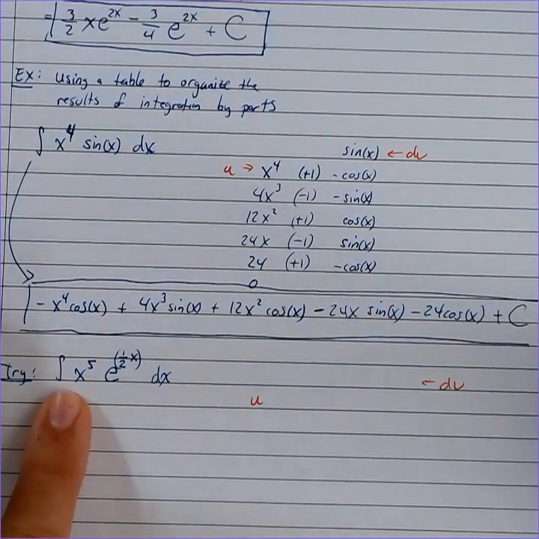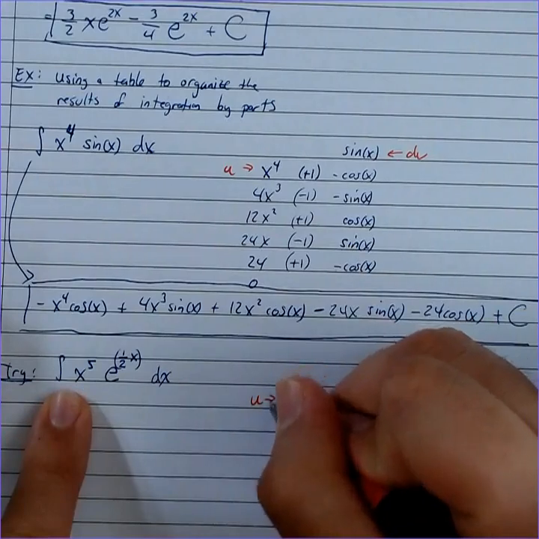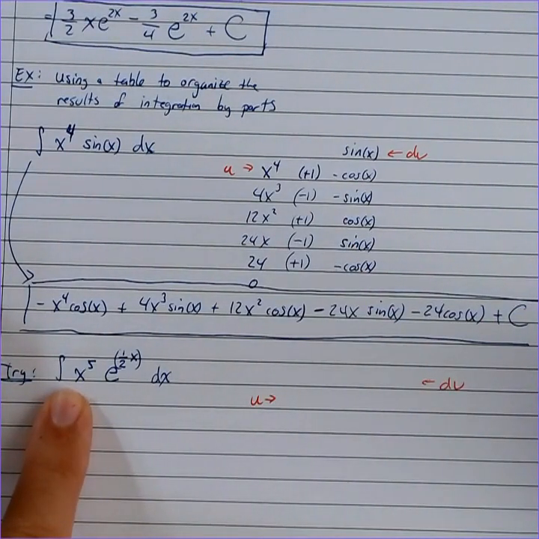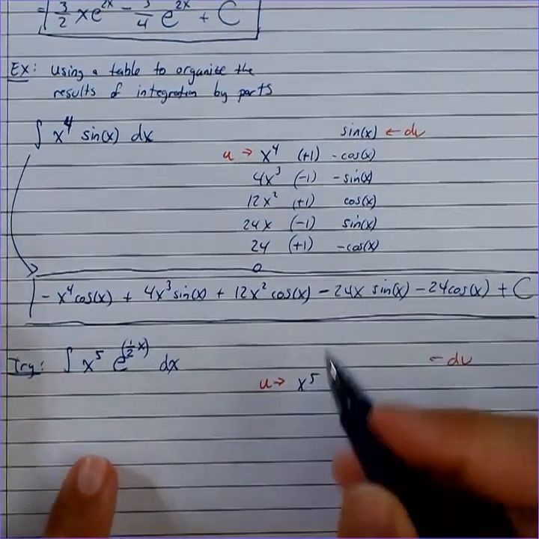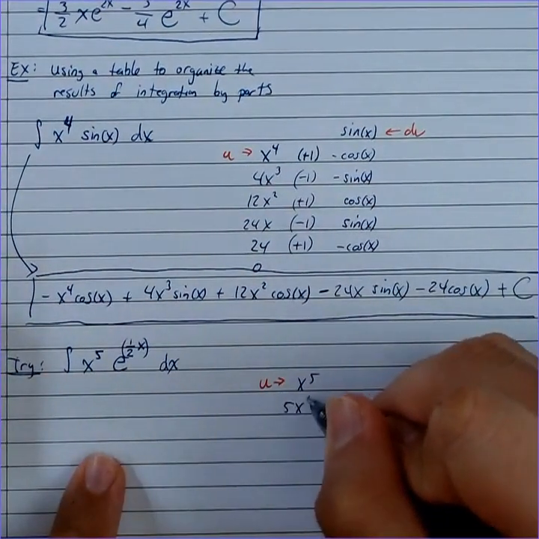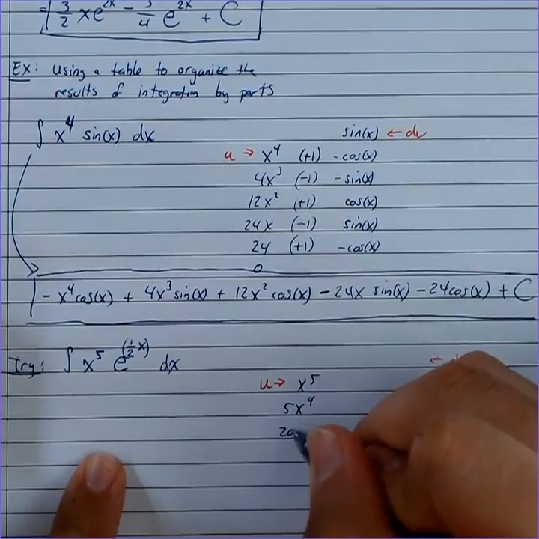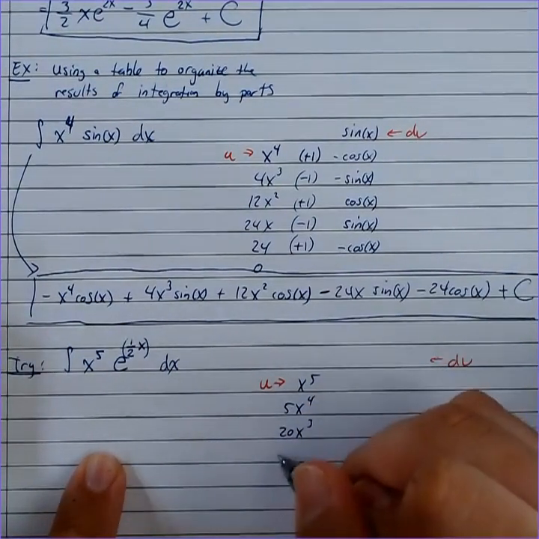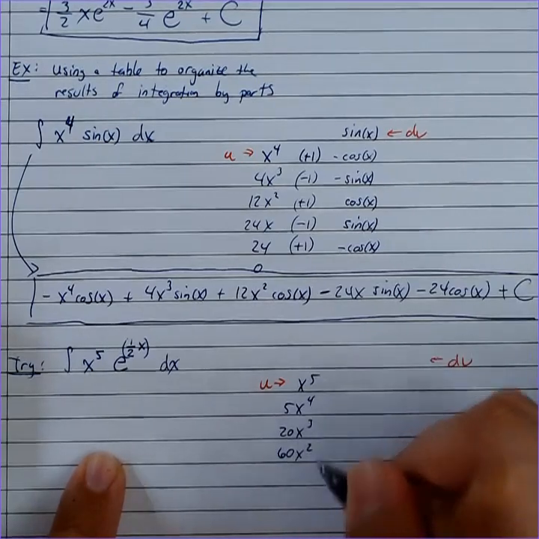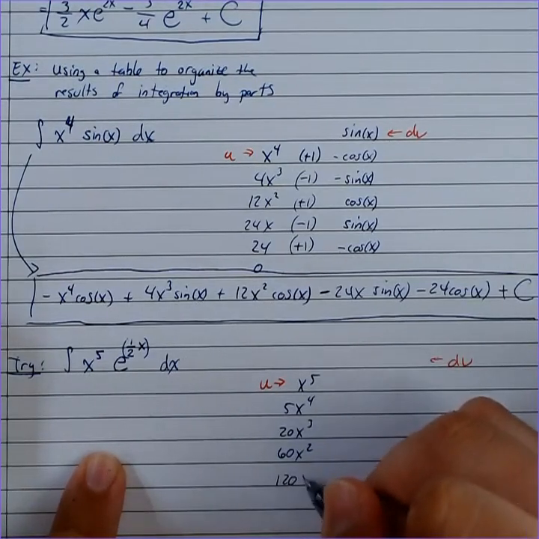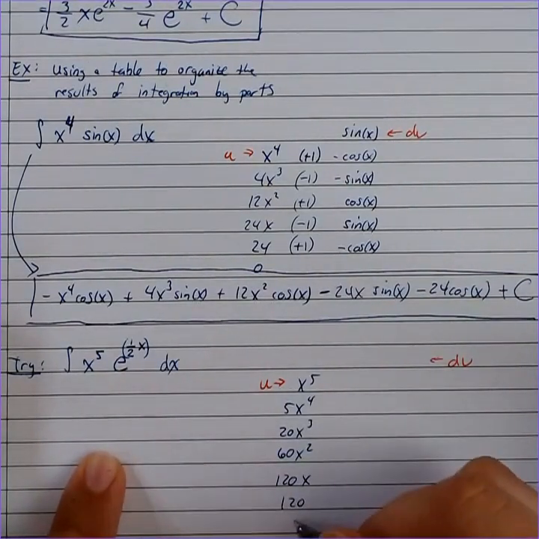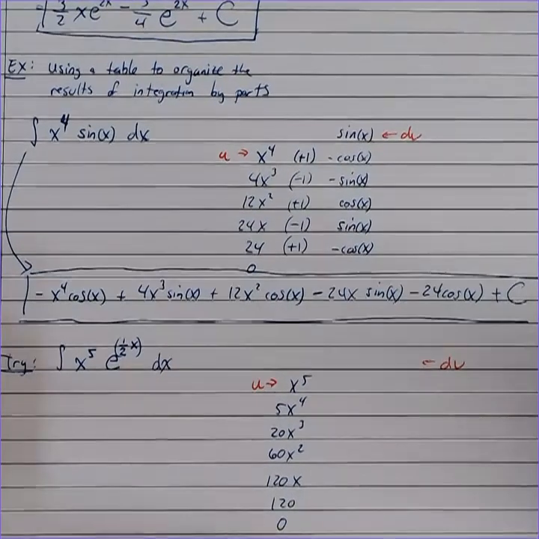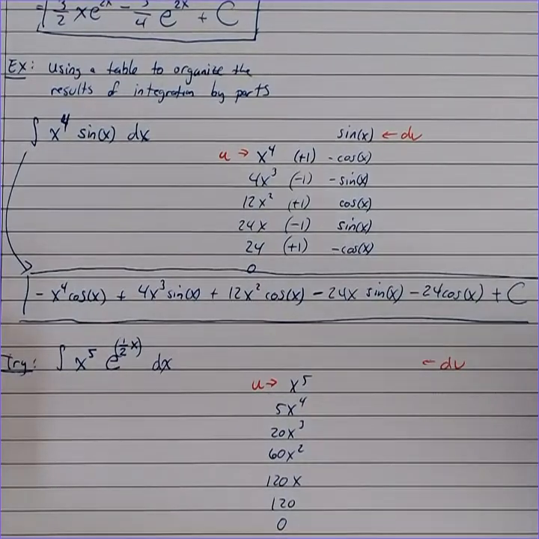All right, so we're going to take x to the 5th power, and we're going to call that u. And now you're going to take derivatives until you get to 0. So that's 5x to the 4th. That's 20x to the 3rd. That's 60x squared. That's 120x. The derivative of that is 120. And the derivative of a constant is 0. So that's how you know you're going to stop once you reach 0.